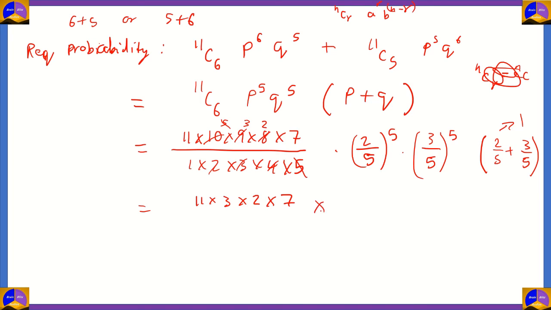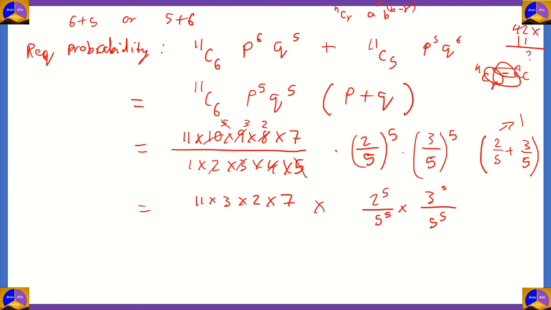divided by 1 times, we know that the two probabilities can be represented as 2 raised to 5 divided by 5 raised to 5 into 3 raised to 5 divided by 5 raised to 5. And the other bracket is now shortened to 1, and therefore times 1 means itself. Now, 3 times 2 gives you 6, and 6 times 7 gives you 42. So now we have 42 times 11.